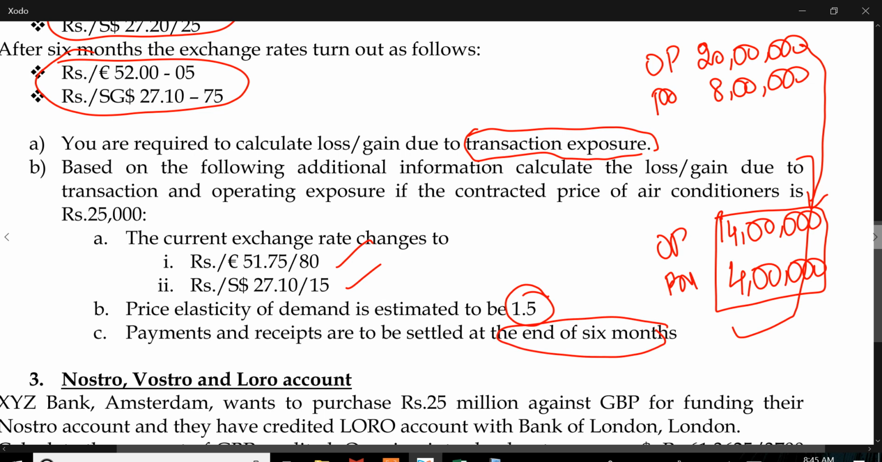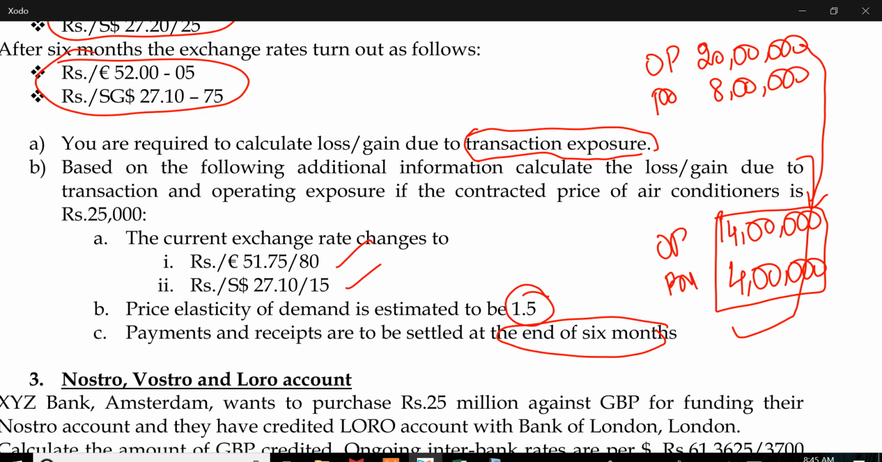One thing they have done is they have given some new exchange rates now. The expected exchange rates after 6 months will continue to be the same, and there is something called price elasticity of demand. What do you mean by price elasticity of demand? What is the use of elasticity of demand? It determines the relationship between the demand and the price. Now they are saying elasticity of demand is 1.5.